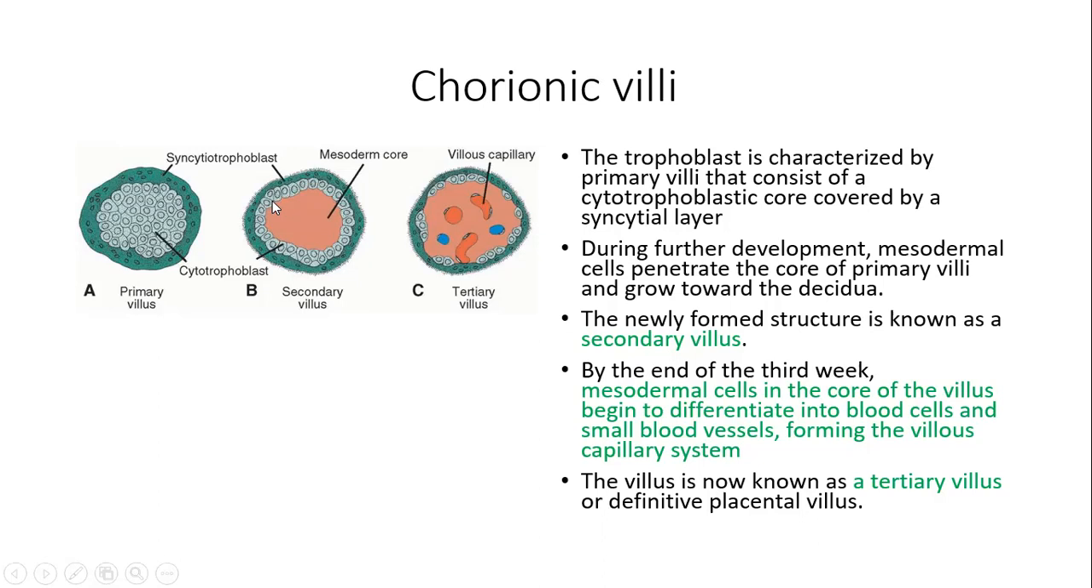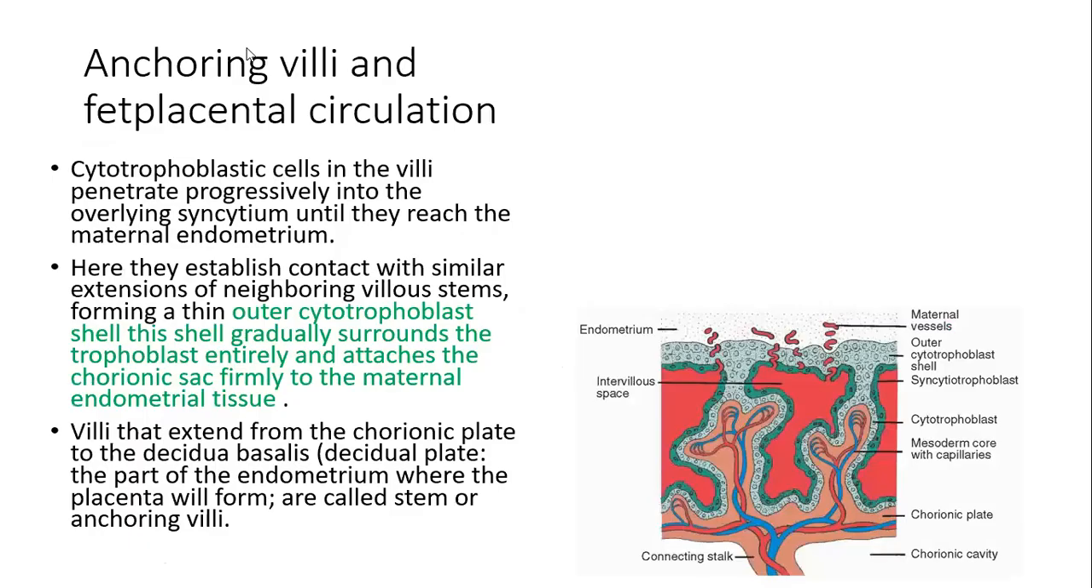Now by the end of the third week, the mesodermal cells in the core of the villus will start differentiating into blood cells. So a small blood capillary system will be formed. Now this is known as a tertiary villus. So outer syncytial trophoblast, inner cytotrophoblast, and the inner core of capillary system will form the tertiary villus.